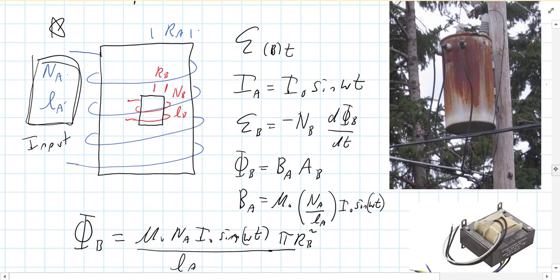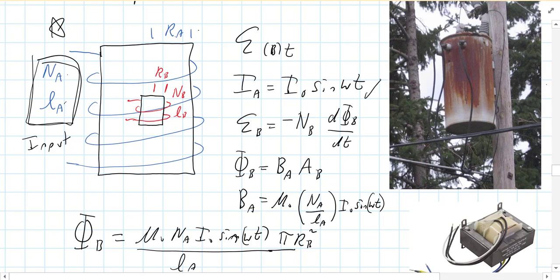We had a large solenoid, that's the blue one, and a small one, that's the red one. And we put a changing AC current into the blue coils. And our goal was to calculate the EMF, the voltage induced in the red coils. And that's what a transformer is. It's a pair of coils with different amounts of turns.